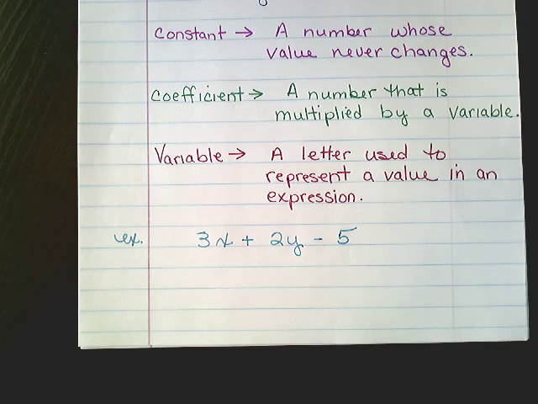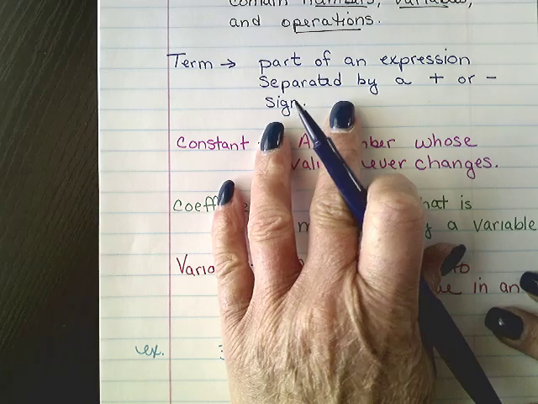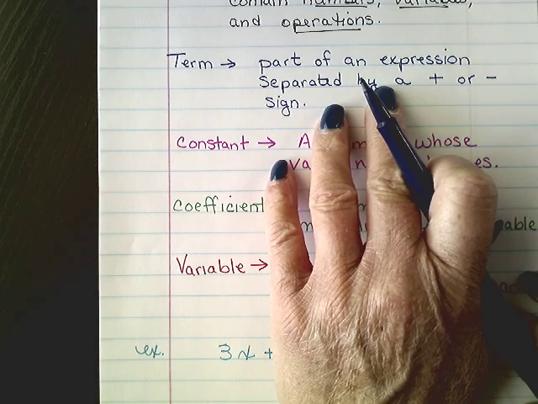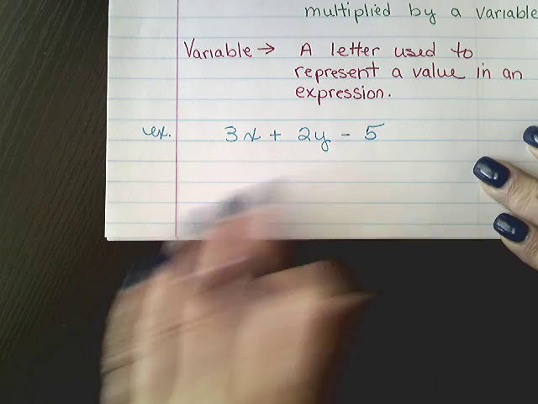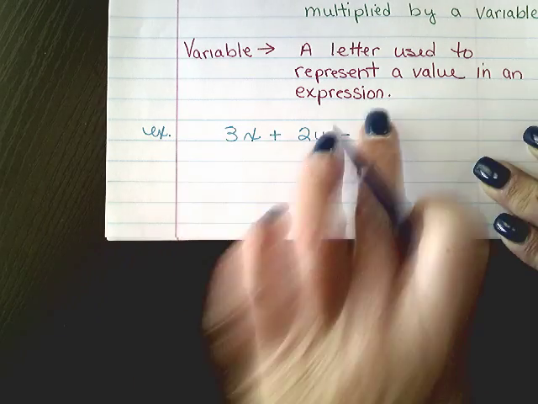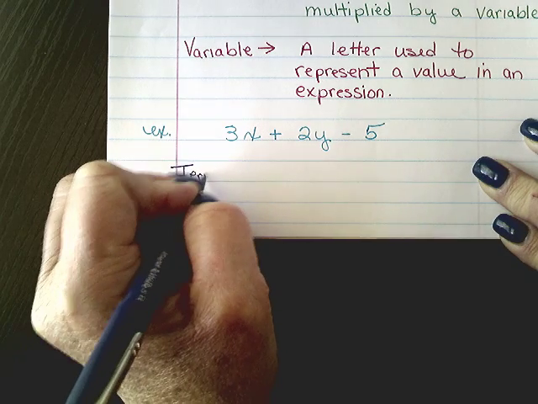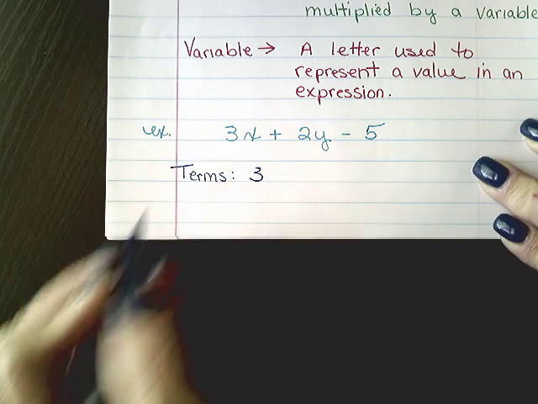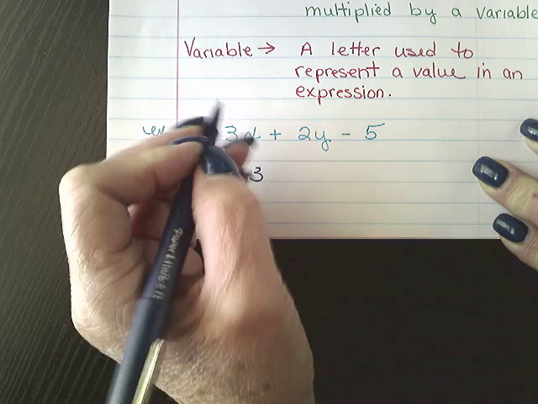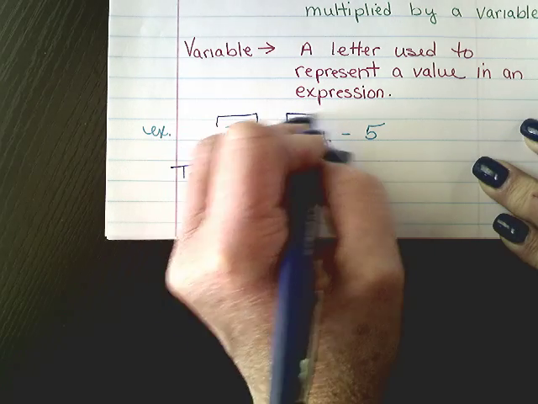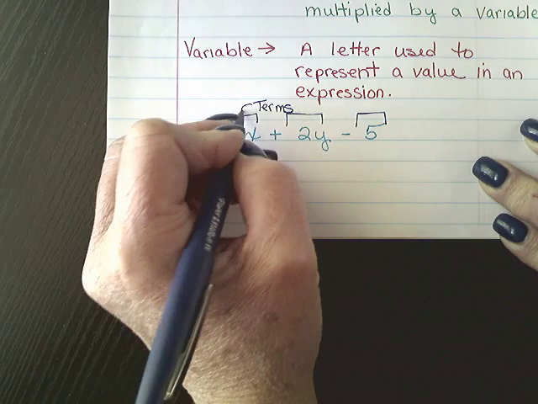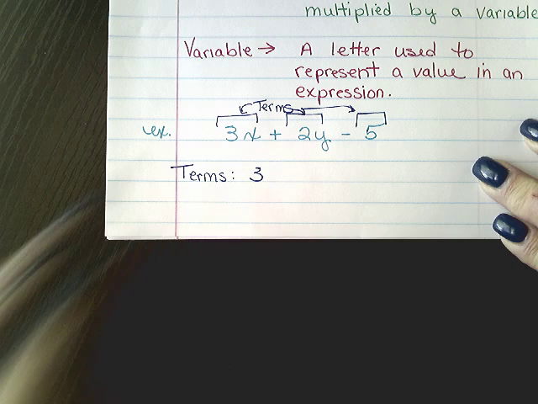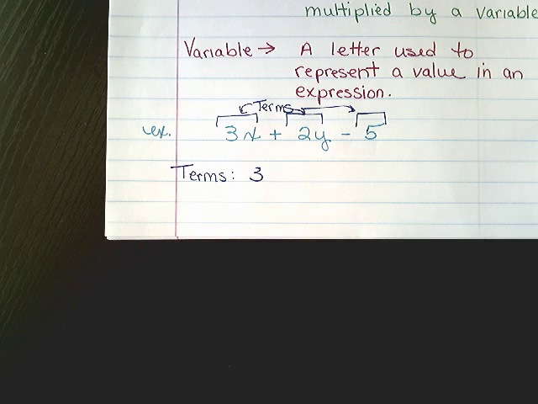How many terms do we have? Now let's go back up and remember that a term is part of an expression that is separated by a plus or minus sign. So I have a plus sign and I have a minus sign. So how many terms do we have? 1, 2, 3. So we have 3 terms. Term 1, term 2, term 3. These are all terms.